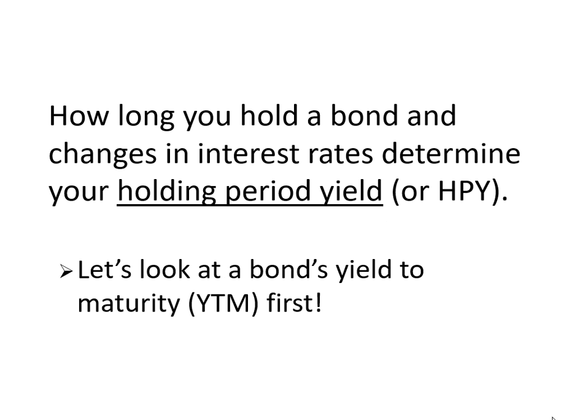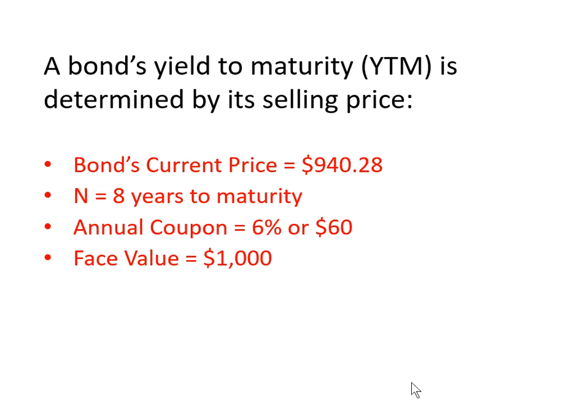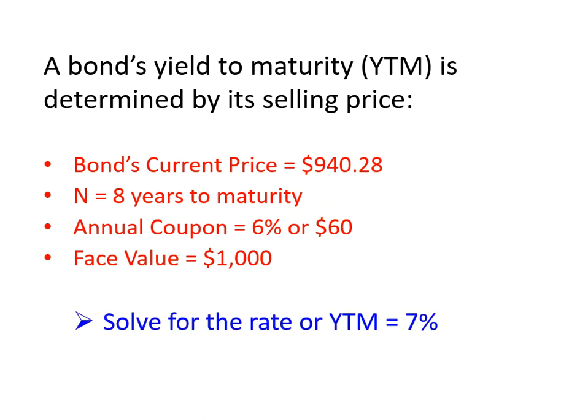Let's look at a bond's yield to maturity first. A bond's yield to maturity is determined by its selling price. Let's consider a bond currently selling for $940 with 8 years left to maturity that has a 6% annual coupon, or a $60 annual coupon, and a $1,000 face value. Using a financial calculator, tables, or an equation, we can solve for the rate, or the yield to maturity, which in this case is 7%.